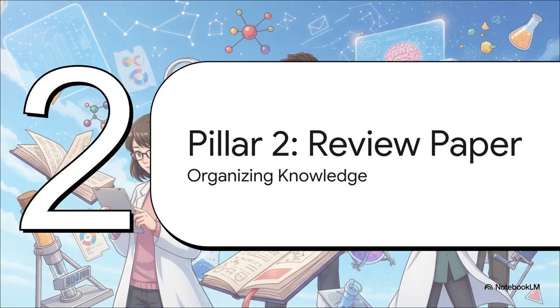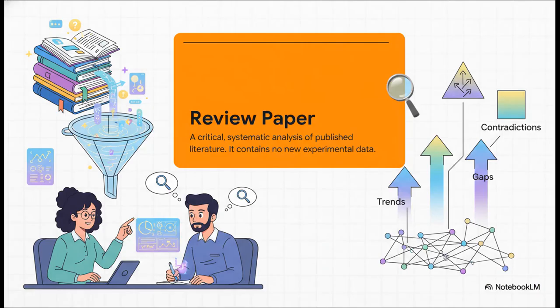Now for our second pillar, the review paper, which has a completely different logic. If a research paper creates knowledge, a review paper organizes it. It's all about stepping back to see the bigger picture. The absolute key here is that a review paper does not present new experiments. Its value, its contribution, comes from systematically and critically analyzing what has already been published. It's your job to identify the trends, the contradictions, and the gaps in the existing body of work.